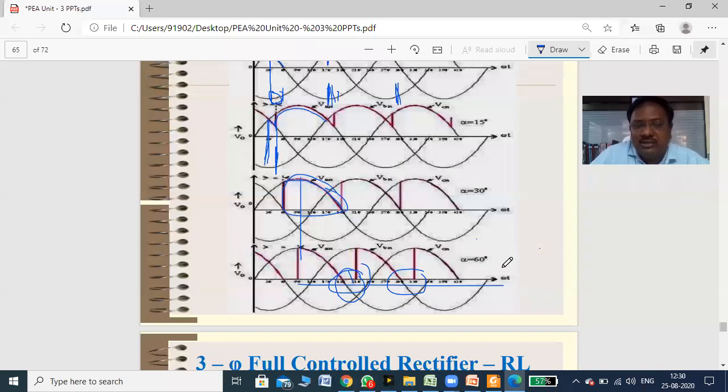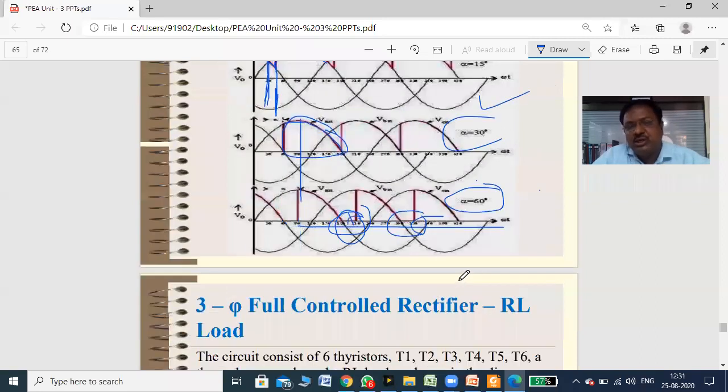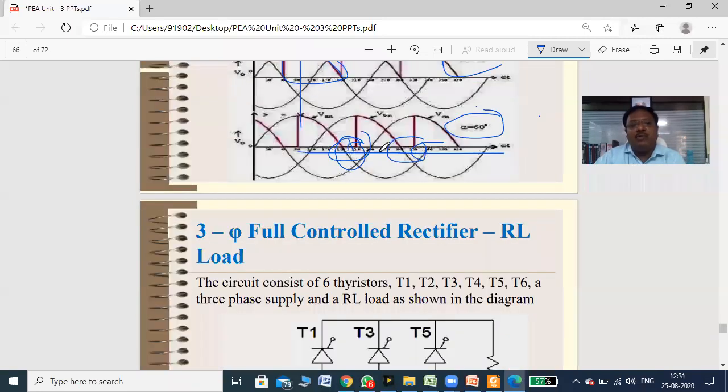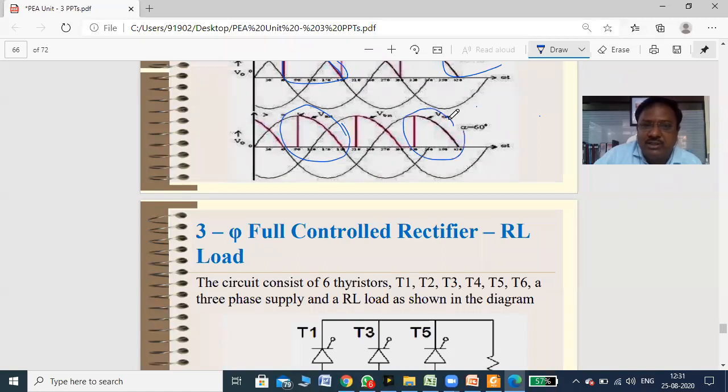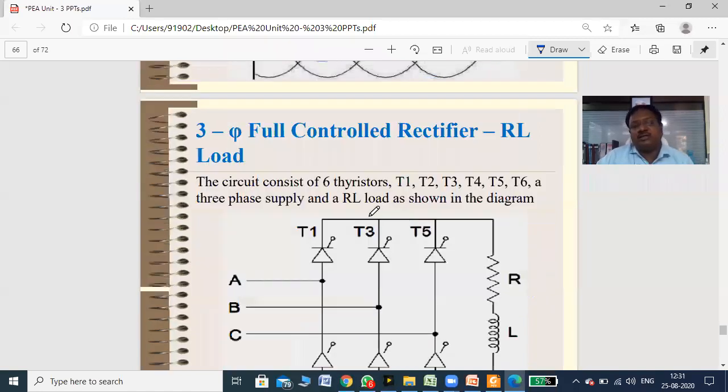Even at alpha equal to 60, okay, at alpha equal to 30 your operation is continuous. So from 0 to 30 the output is continuous, and above 30 the output is discontinuous, right? So this is alpha equal to 60. If you increase alpha further, then you will get a discontinuous operation. You can see in this figure the output is discontinuous because from this particular part the conduction angle is decreasing. If the conduction angle is decreasing, then the output is discontinuous.